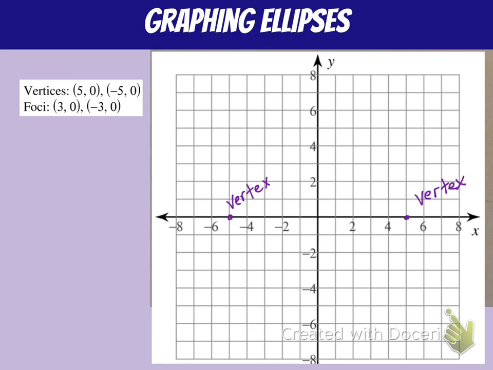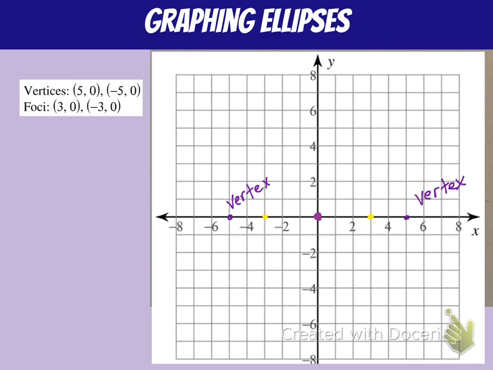3, 0. I'm going to change color just because I feel like it. Over 3, 0. That's going to be our foci. And here's another one, negative 3, 0. So, I know now that my center is located where? You guessed it. It's right smack dab in the middle.